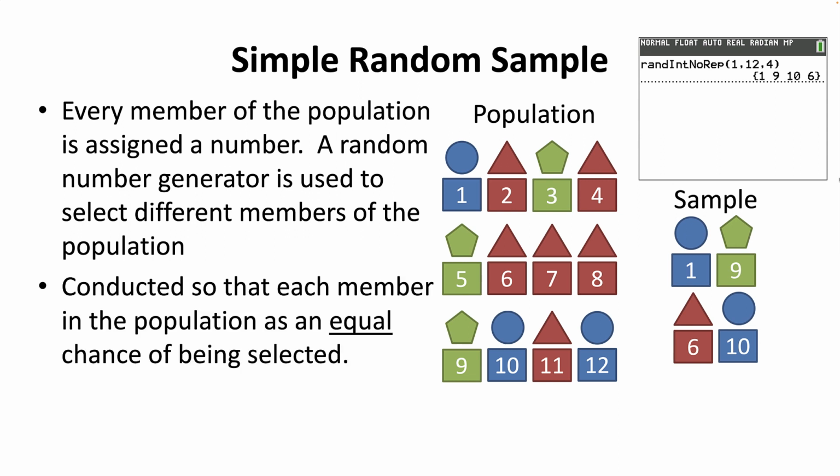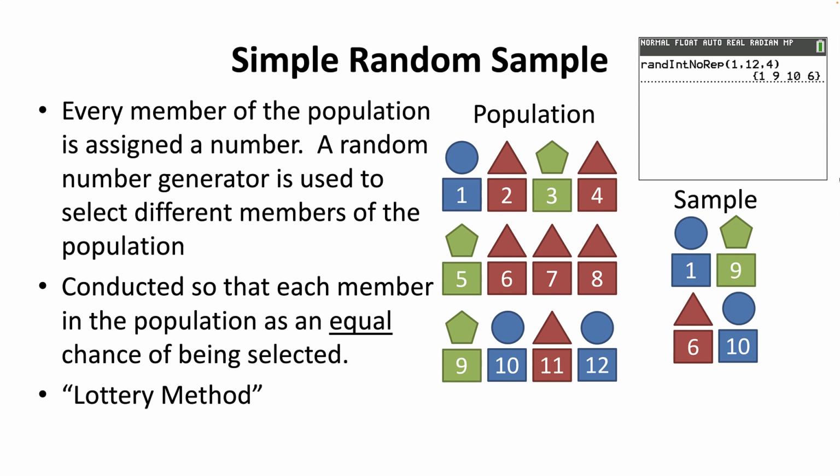The key for a simple random sample is that it's conducted so that each member in the population has an equal chance of being selected. So there is a random sample where every member has a chance of being selected, but a simple random sample is when every member of the population has an equal chance of being selected. That's a very subtle but important difference between a random sample and a simple random sample.